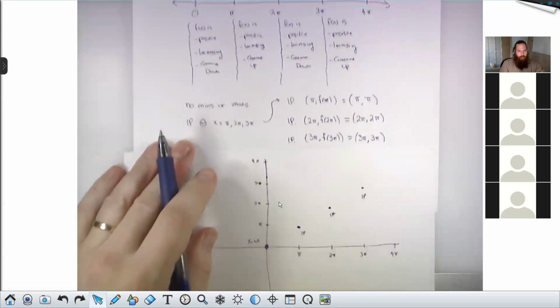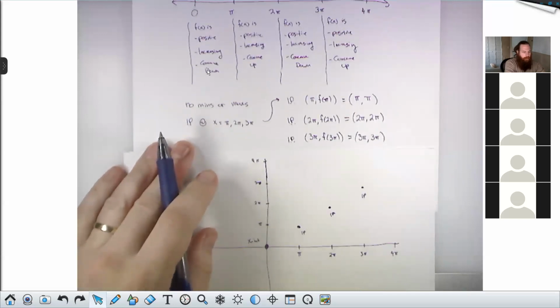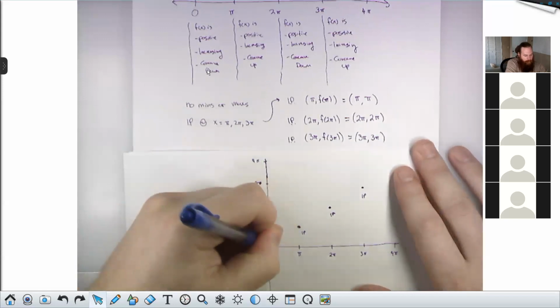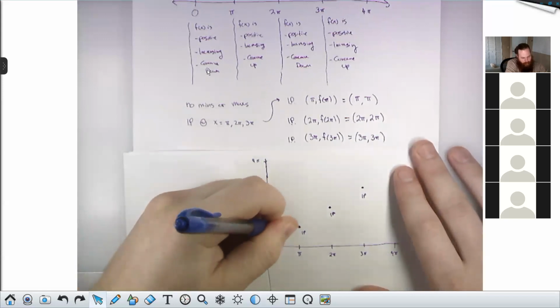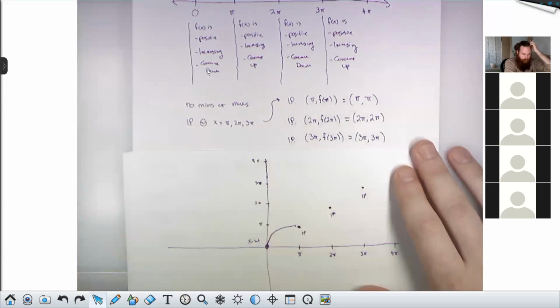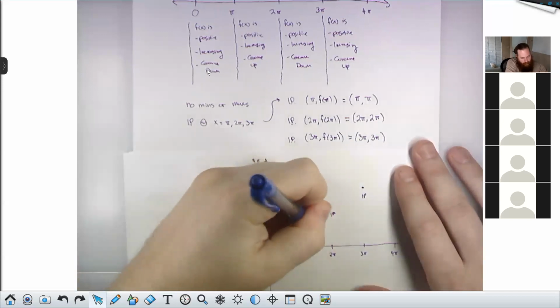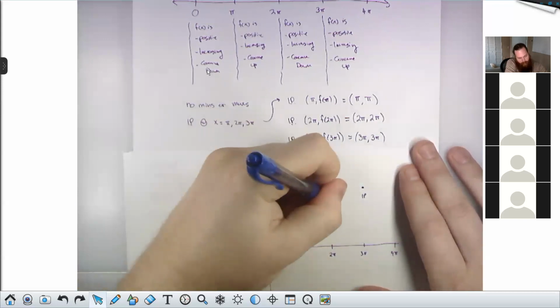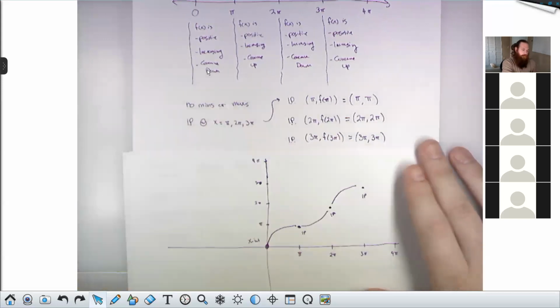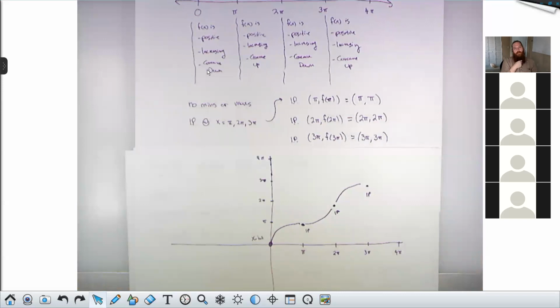So then what's going on between 0 and pi? F is positive, increasing, and concave down. So we start off doing something like this, increasing, concave down. And then increasing, concave up. And then increasing, concave down. And we continue like this. We're never decreasing.